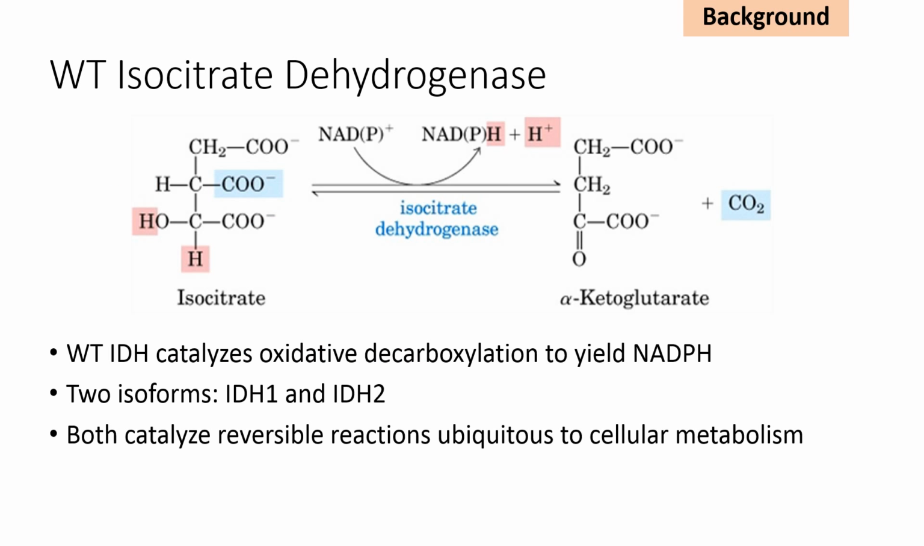In healthy cells, isocitrate dehydrogenase is an enzyme that functions in the citric acid cycle and is essential to create molecules that are used for cellular energy. This is done through oxidative decarboxylation that yields NADPH. There are two isoforms that naturally occur, IDH1 and IDH2, but for the focus of our presentation, we'll be focusing on IDH1, which plays a predominant role in lipid metabolism and glucose sensing.